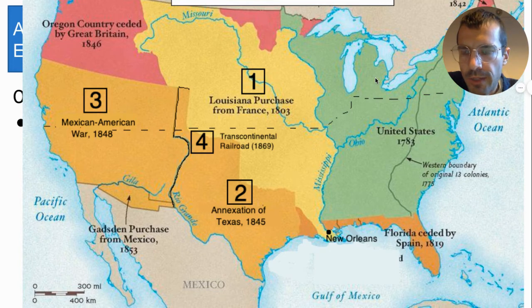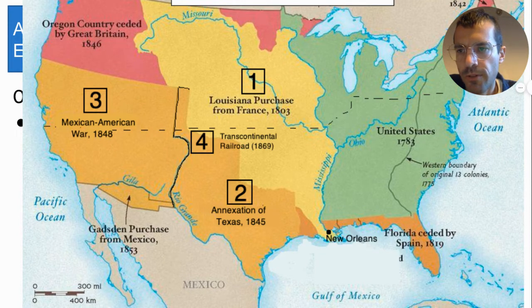So we're going to start by looking at this map of westward expansion that you saw in a previous video. You already learned about the first three events on the map: the Louisiana Purchase, the annexation of Texas, and the Mexican-American War. Each of those events added land to the US and helped fulfill the idea of manifest destiny.